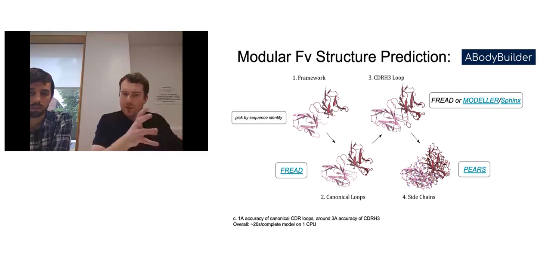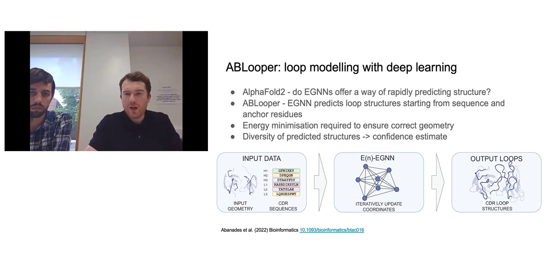And once you have all of that in place, then you can think about modeling side chains. By approaching it in this manner, you can achieve quite good accuracy in the canonical loops and also acceptable accuracy in the CDRH3 loops. And the real advantage of this approach is you can model a full structure on the order of 20 seconds on a single CPU. So we're getting closer to that high throughput scenario.